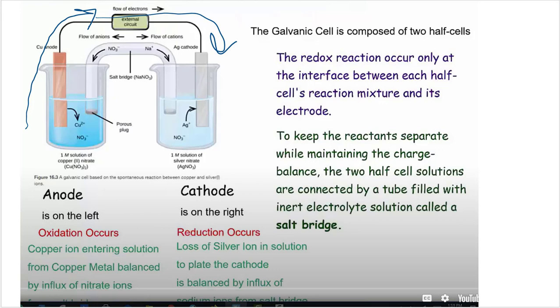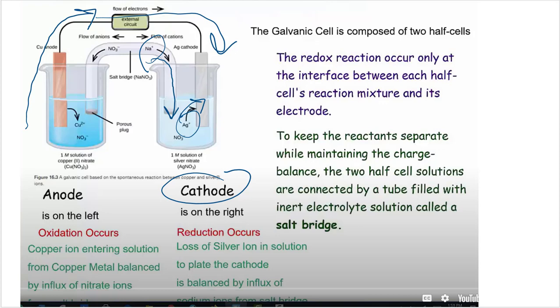The cathode, by convention, is always on the right. It's the site of reduction. Notice that the silver ion is coming out of solution and plating onto the silver electrode. Therefore, it's gaining mass. The silver is the cathode. To keep this electrically neutral, we see the positive ion migrating out of the salt bridge to balance the charge, so that as the silver leaves its ionic form, the sodium is coming in to attach with the nitrate.